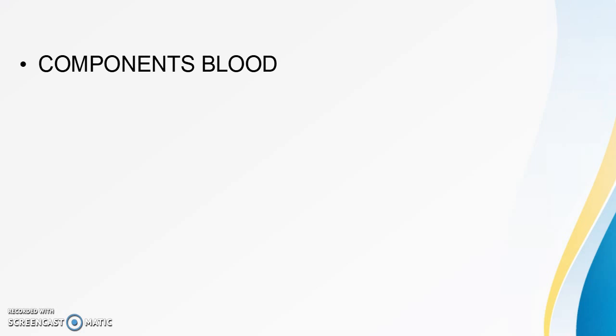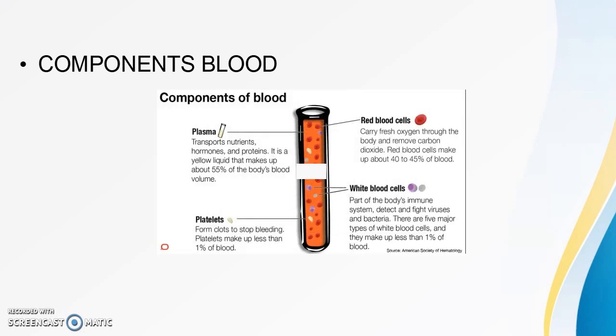The components of blood. Plasma transports nutrients, hormones, and proteins. It is a yellow liquid that makes up about 55% of the body's blood volume.